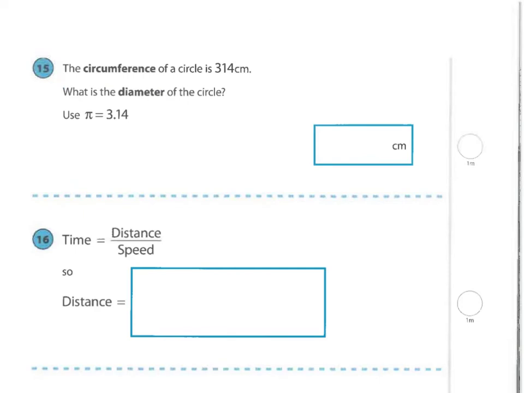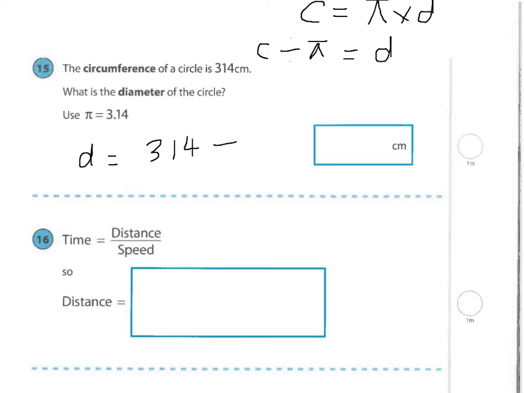Question 15. The circumference of a circle is 314 centimeters. What is the diameter of the circle? Well, when we usually do circumference, the formula for circumference is pi times diameter. But this says, what is the diameter? Well, when we rearrange this, the diameter would be circumference divided by pi, working backwards. So if I substitute the numbers I have into that formula, diameter would be circumference, which is 314, divided by pi, which is 3.14, and that goes in exactly 100 times. So the diameter would be 100.